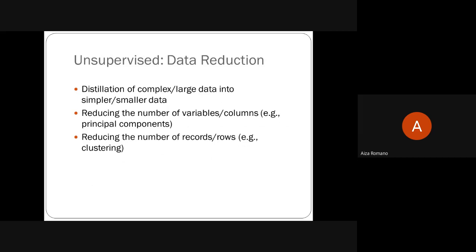Methods for reducing the number of cases are often called clustering. Reducing the number of variables is typically called dimension reduction. Dimension reduction is a common initial step before deploying data mining methods intended to improve predictive power, manageability, and interpretability.